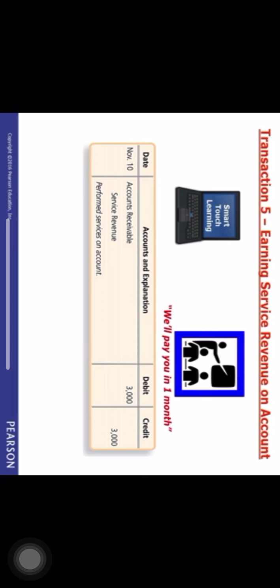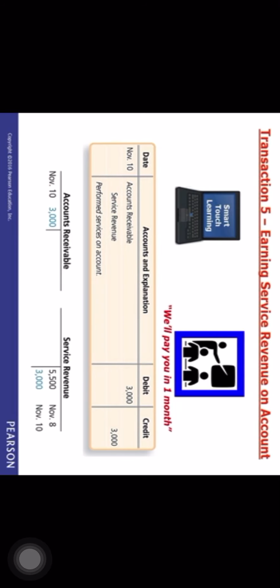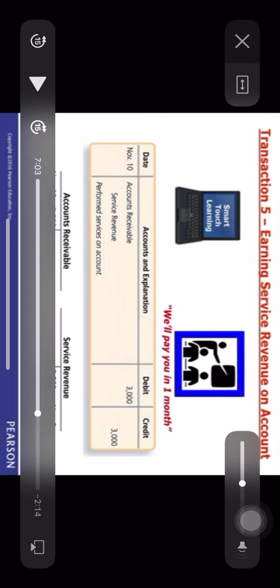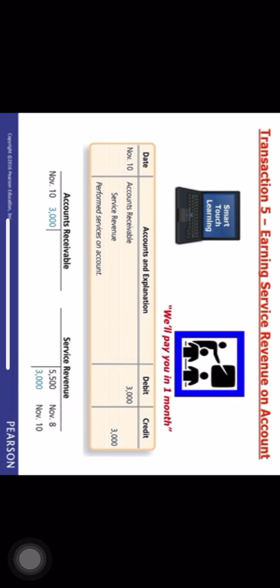The journal entry starts with our date, November 10th. Accounts receivable is an asset, and asset accounts go up on the debit side. So we have the right to receive $3,000 in the future. That's our debit. Service revenue is indented slightly because that's our credit. We earned more service revenue, so we get to book that. Then we write our explanation, perform services on account. Now we get to add $3,000 to our service revenue account in the general ledger.